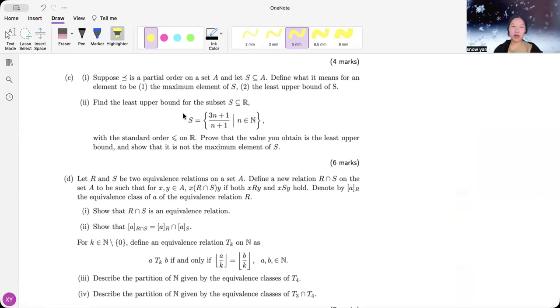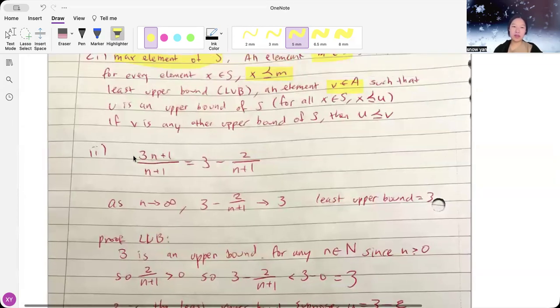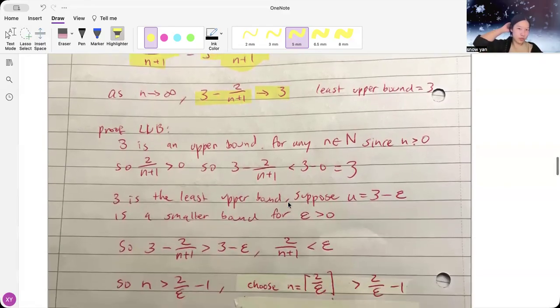And then for part two, we have the least upper bound for the subset, with the standard order smaller than or equal to on R. Prove that the value you obtain is the least upper bound and show that it is not the maximum element of S. Okay, so for this, the expression can be rewritten as 3 minus 2 divided by n plus 1. So we know that as n goes to infinity, this number approaches 3, and this would be our least upper bound. And the proof for this is shown below.